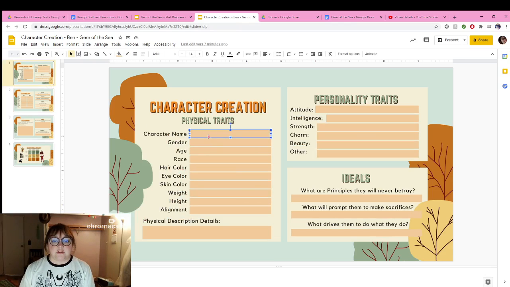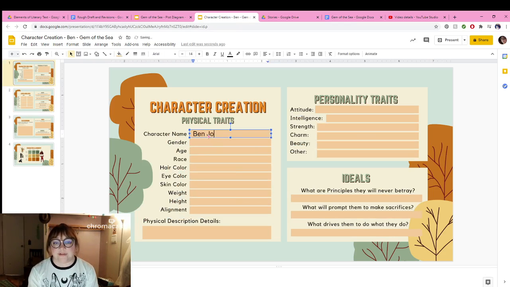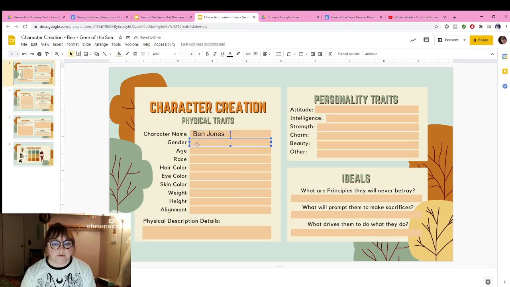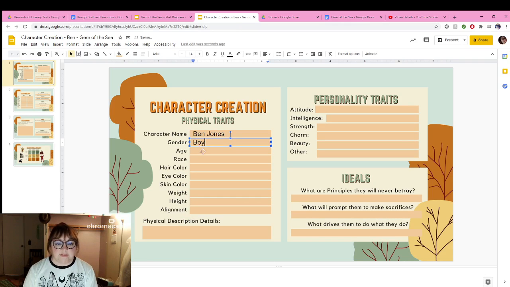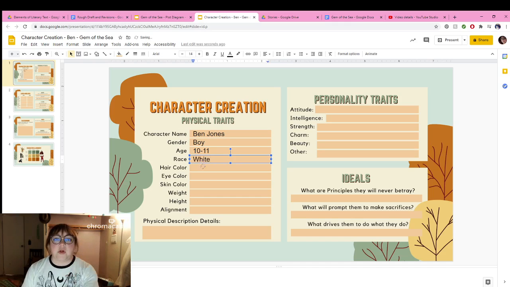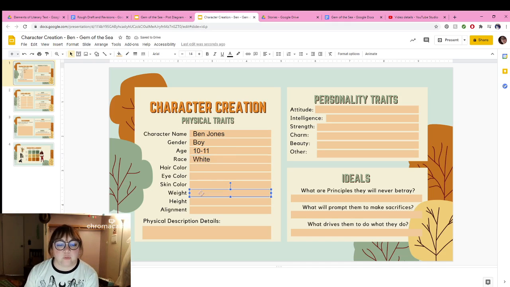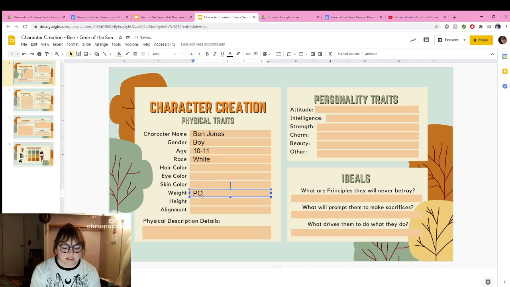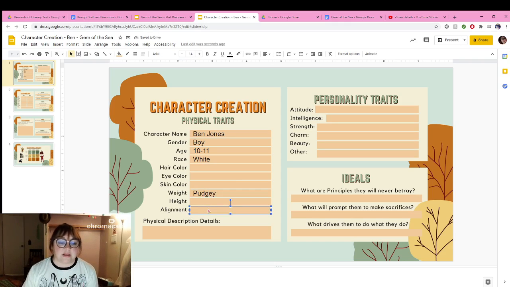My main character, his name is Ben. I don't know if he has a last name. I'm going to give him the last name Jones. He is a boy. His age, I'm going to say he's about 10, maybe 11. Race, his little brother has sandy colored hair, so I'm going to say he's white. Blah, blah, blah. We're going to go through these. It says his weight, and I'm going to put pudgy. That's actually never addressed in the story, but when I imagine him in my head, I imagine him as a pudgy little boy.